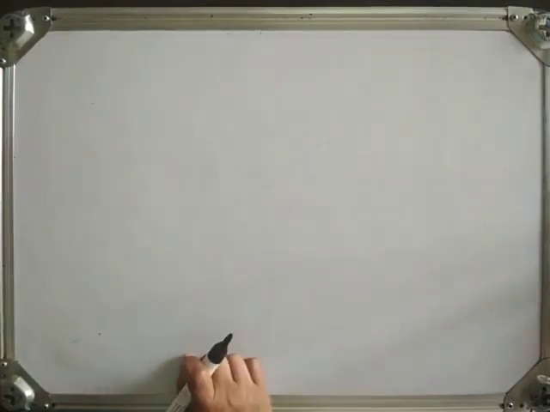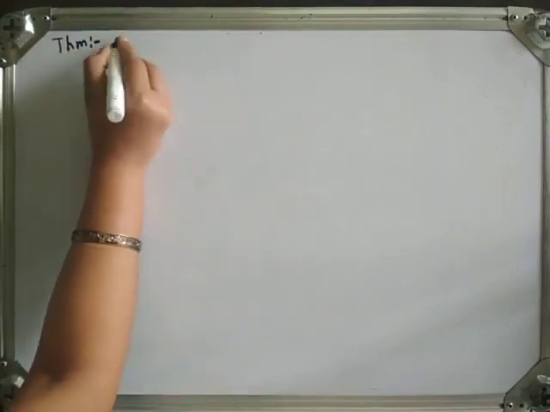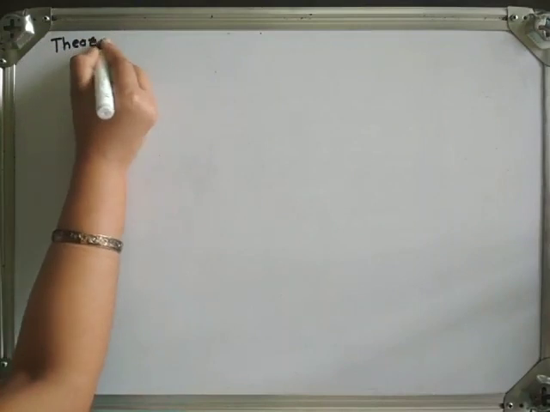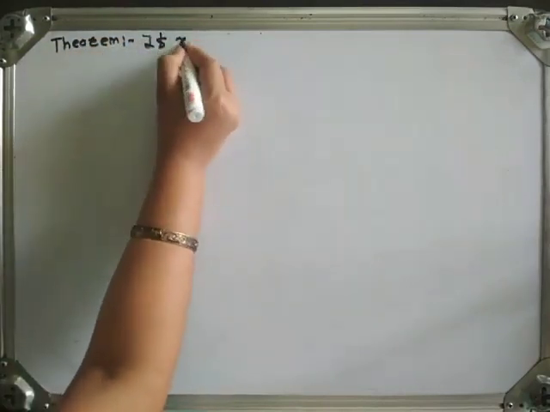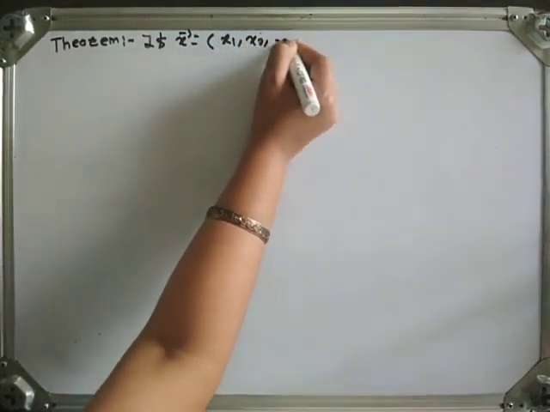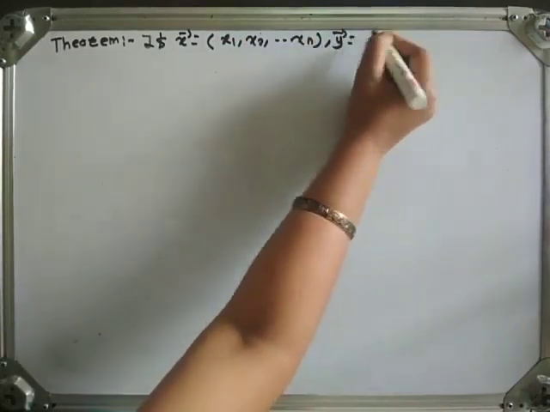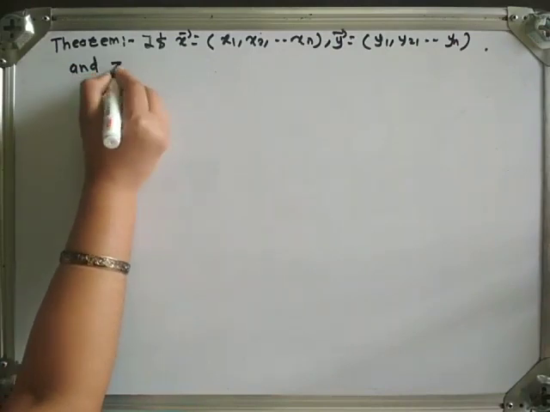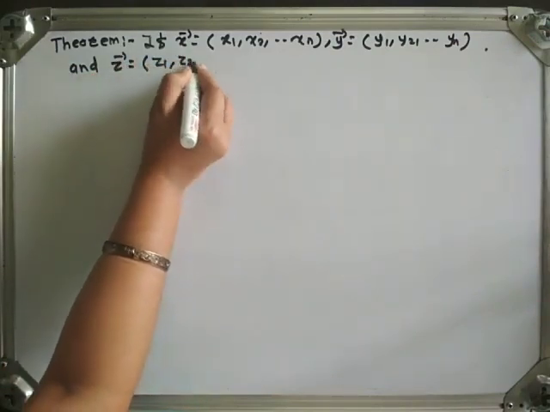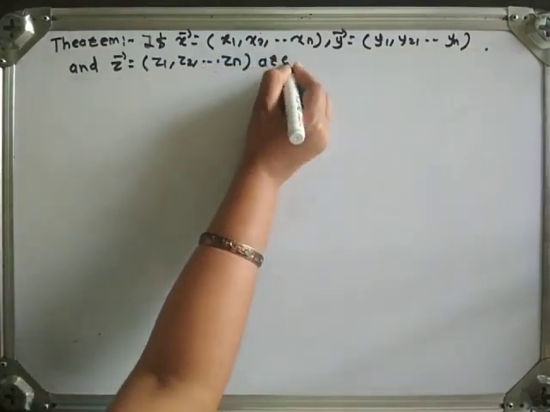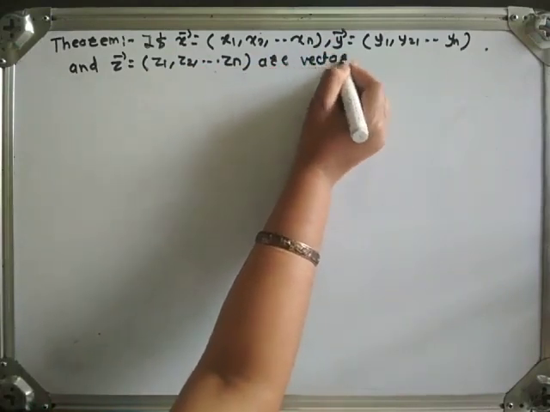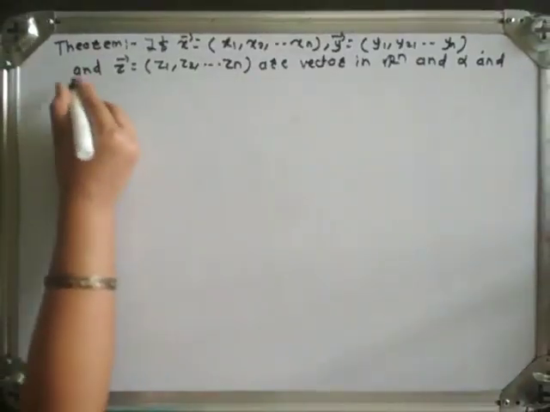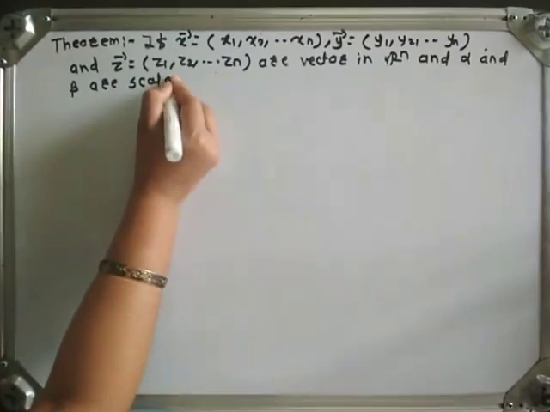Let us take one theorem. Theorem: if x bar is equal to x1, x2 and so on up to xn, and y bar is equal to vector y1 comma y2 and so on up to yn, and z bar is equal to vector z1 comma z2 and so on up to zn are vectors in Rn, and alpha and beta are scalars.